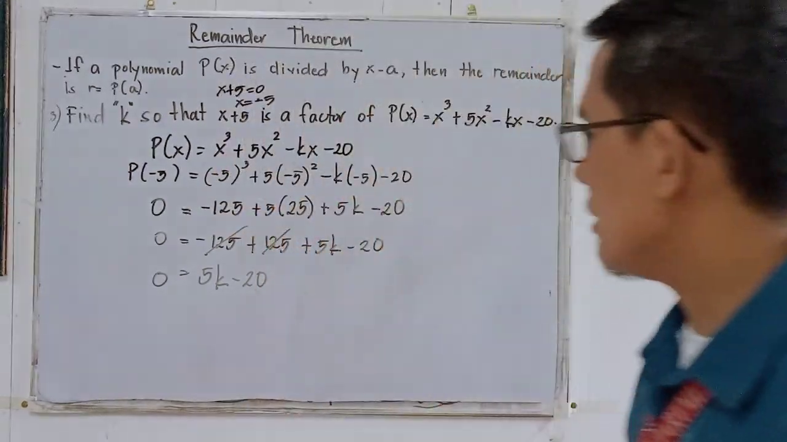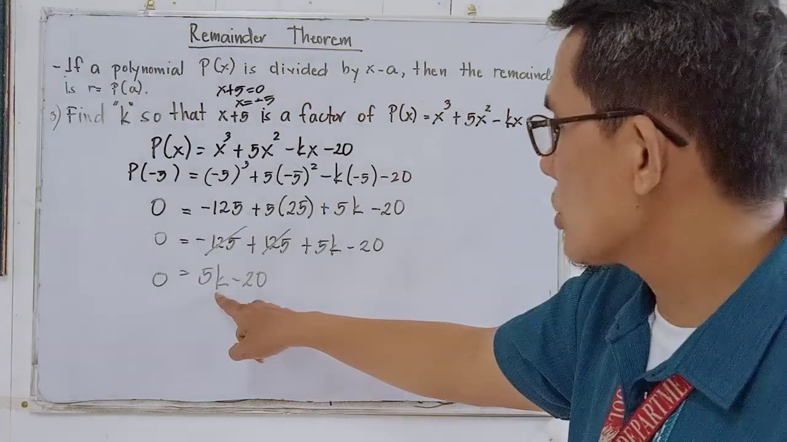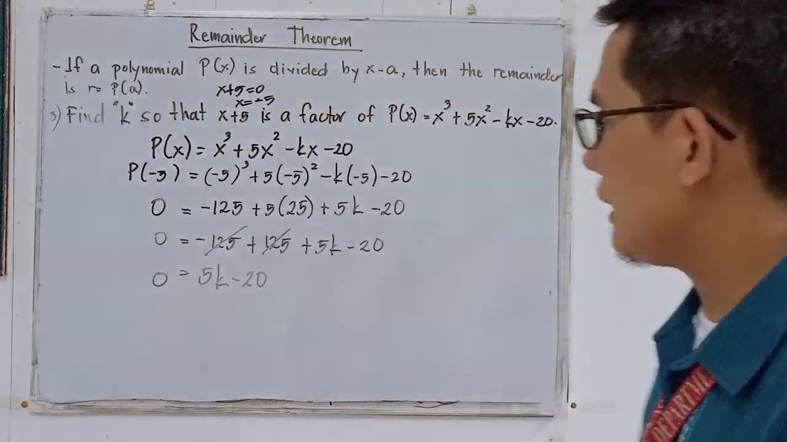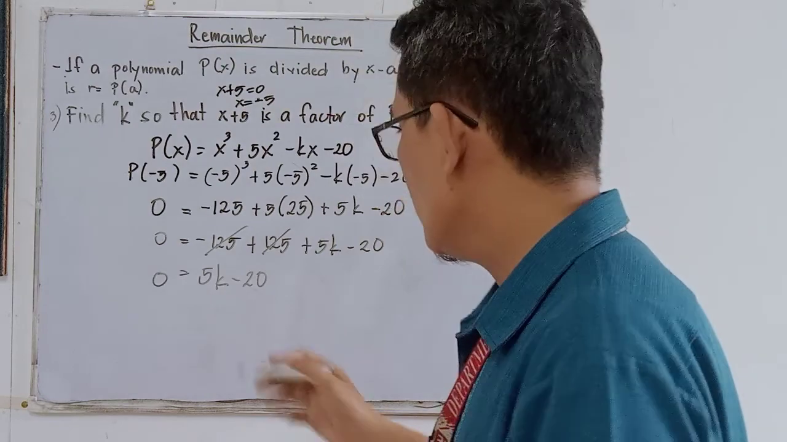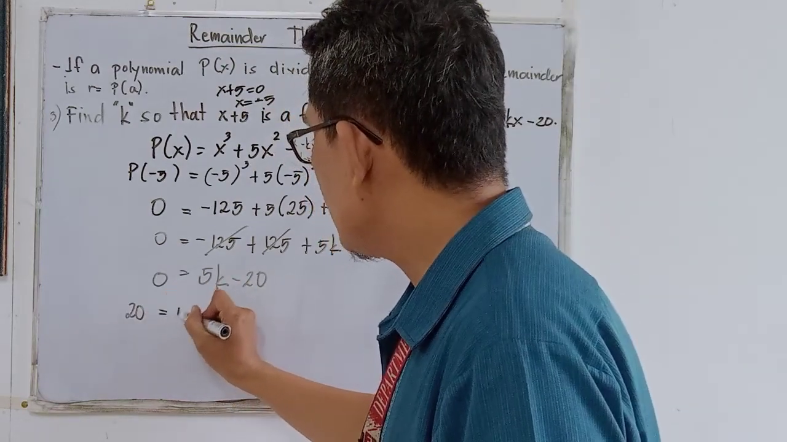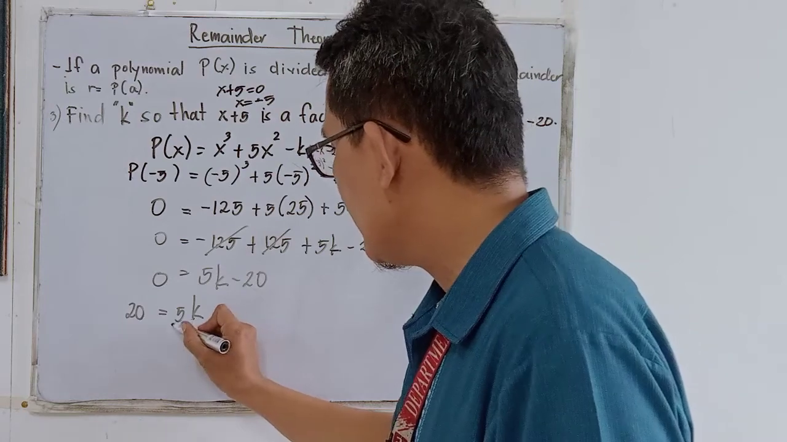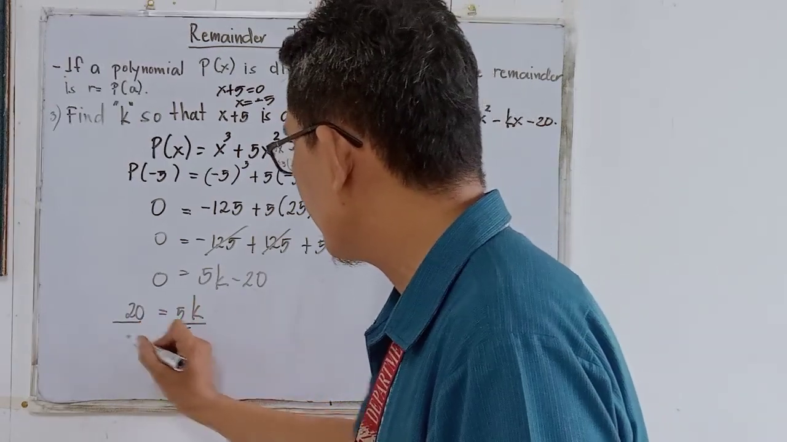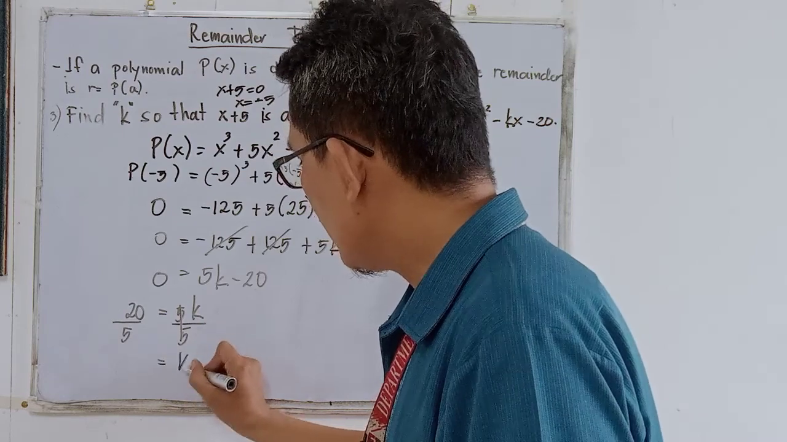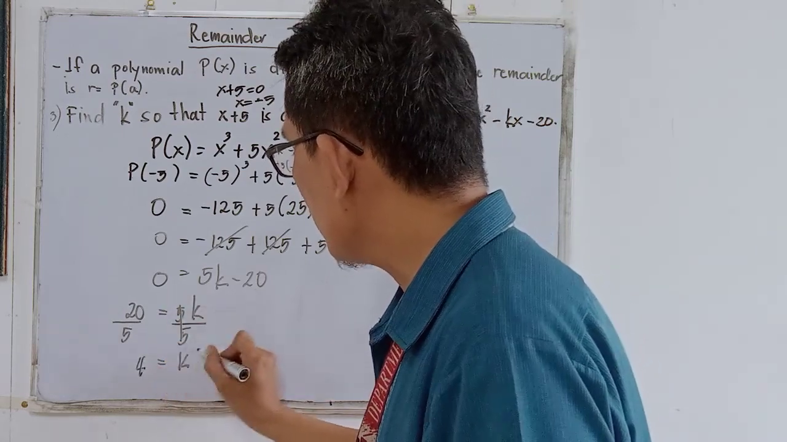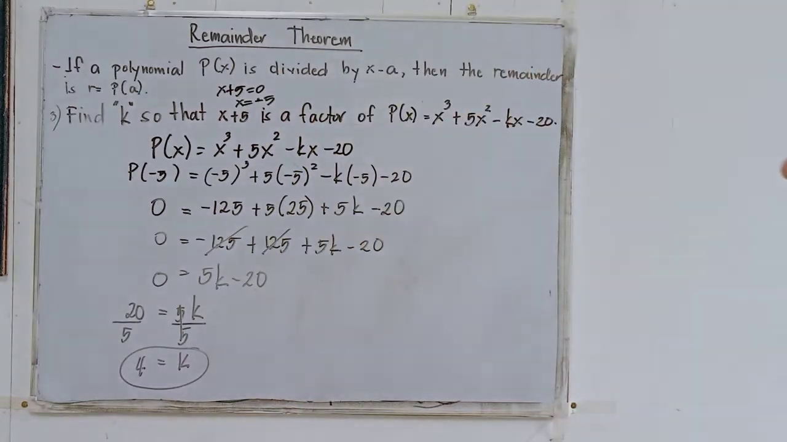So if we have 5k minus 20, since we are going to solve for k, we transpose negative 20 to the other side. Transposing that will yield positive 20 is equal to 5k. Then to solve for the value of k, divide by the coefficient 5. So therefore, k is equal to 20 over 5, which is equal to 4. So the value of k is 4, so that x plus 5 is a factor of our p of x. So that is our remainder theorem, and the next lesson will be the factor theorem.